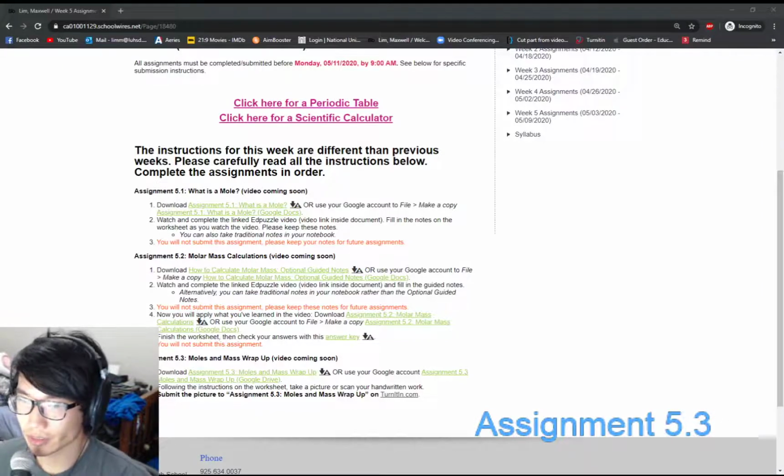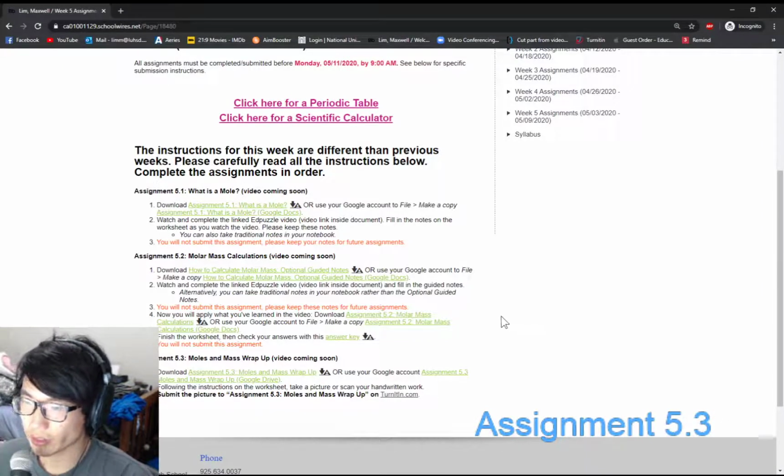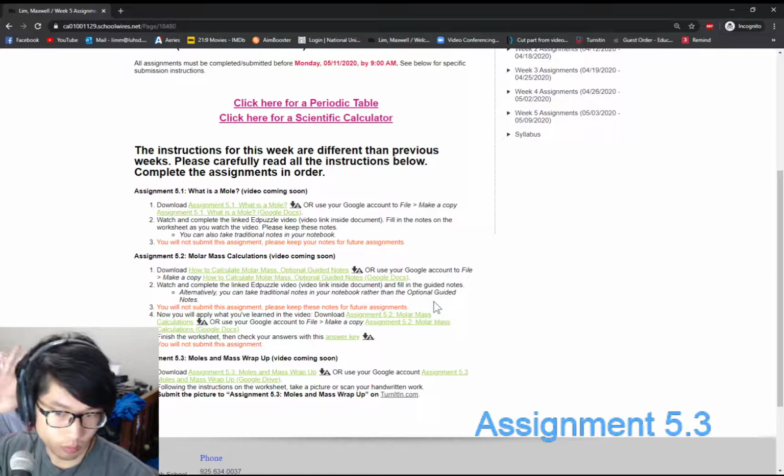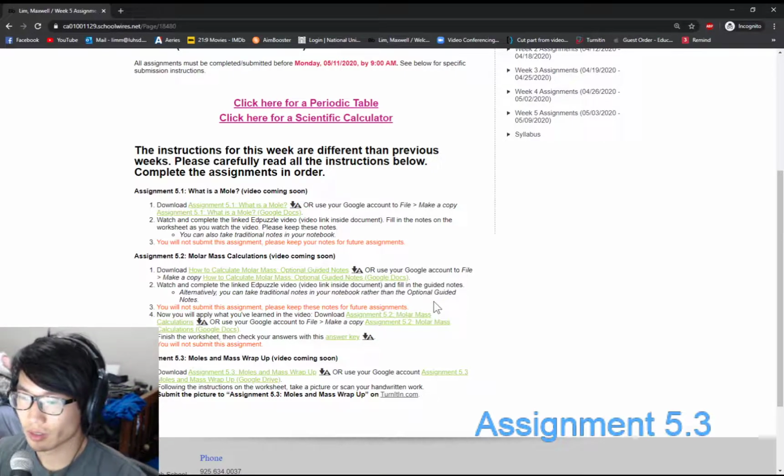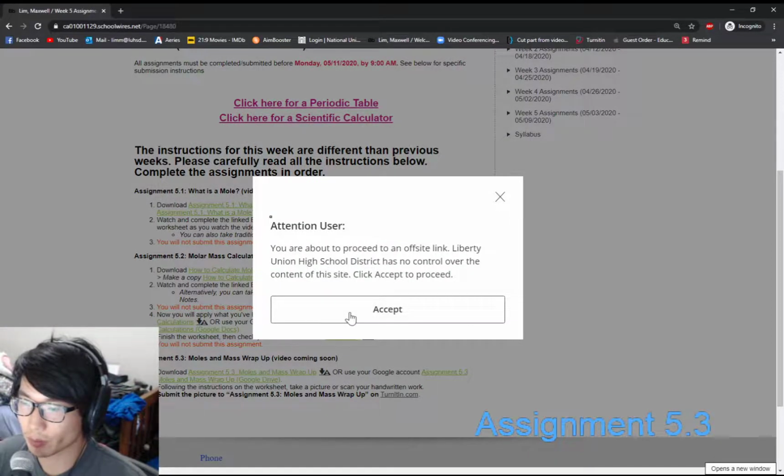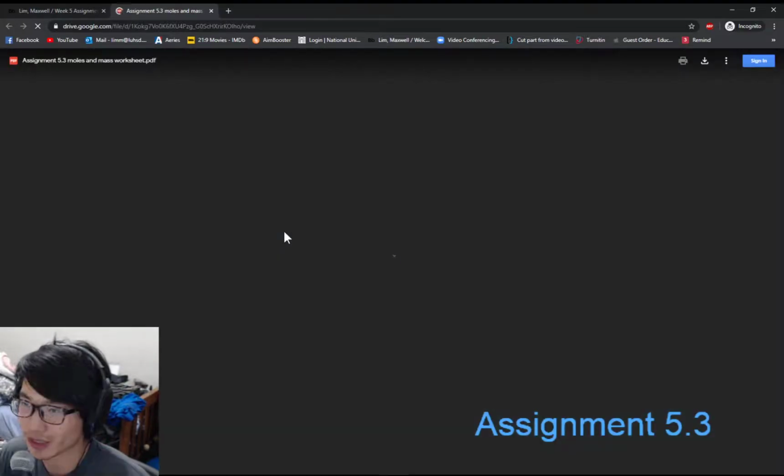Okay, guys, this is the last assignment for week 5. This is assignment 5.3. It's pretty much the same as 5.2, but this is the only assignment you are going to submit this week. So, same deal. I'm going to go to the Google Drive one. And when you submit this assignment, you're actually going to submit a picture. It's a little bit different. I'll talk about that at the end, though.